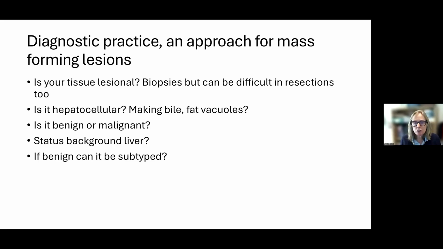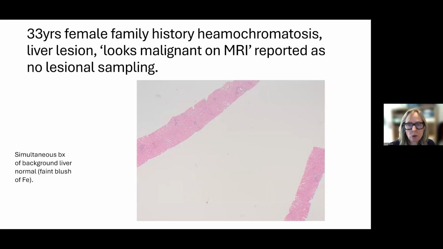Then, of course, you have to ask yourself, is it benign or malignant? And then you're going to think about your differential diagnosis. And as I've just mentioned, that is going to depend on the context in which this mass lesion is arising. And if your conclusion is that you're looking at a benign hepatocellular lesion, can you subtype it? So the cases I'm going to show you today hopefully will help you in resolving these questions. I'm going to begin then with a case.